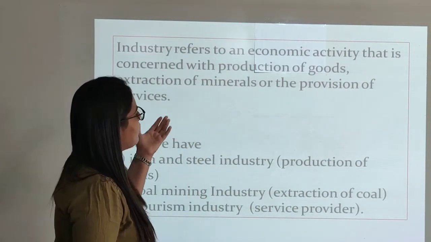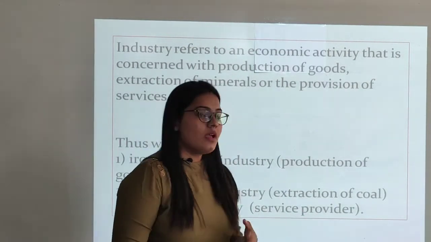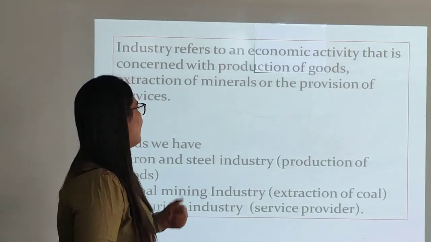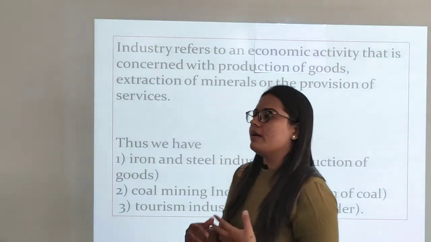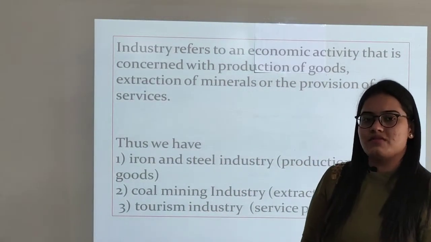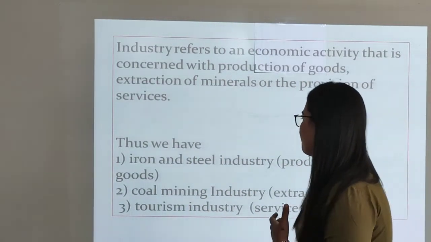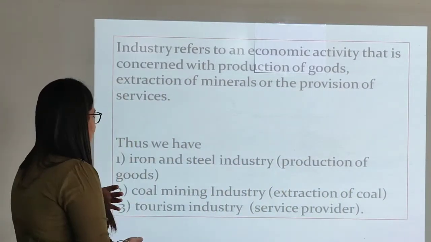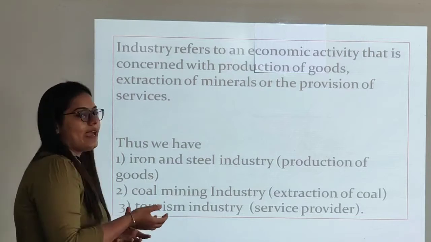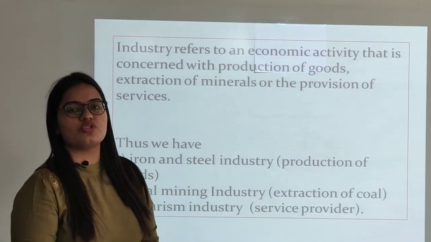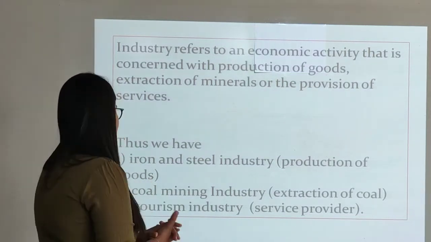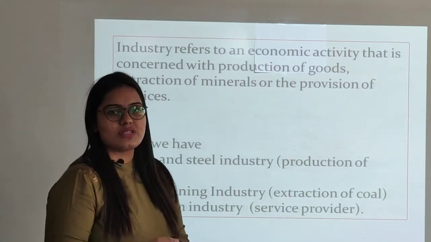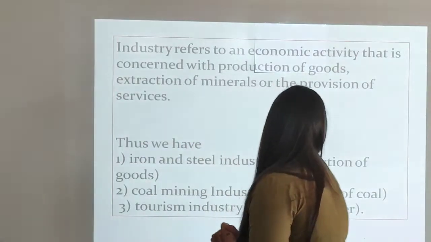So it is concerned with the production of goods. Goods are produced, minerals are extracted from the ores, the raw material, and goods are used as provision of services. Suppose here is one example. Iron and steel is an industry, that is, the production of goods. Iron and steel industries are the production of goods. The second is extraction of coal. So coal mining industries are the example of extraction of coal.